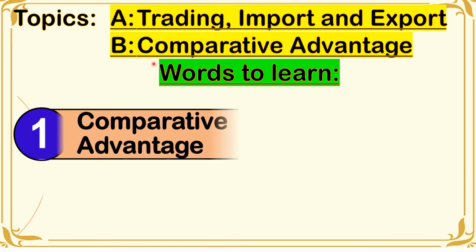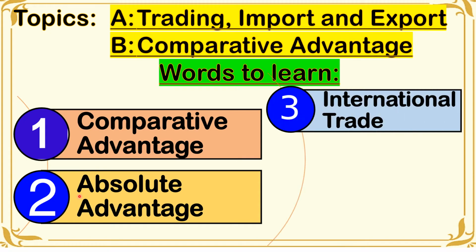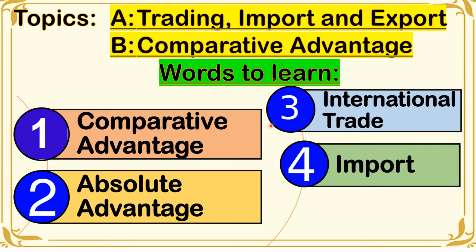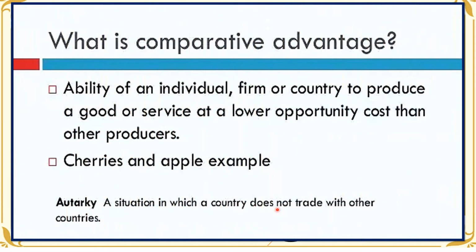Let's start reading. Number one, comparative advantage. Number two, absolute advantage. Number three, international trade. Number four, import. And number five, export. Now let's read the meaning of these words one by one for better understanding of our topic for today.